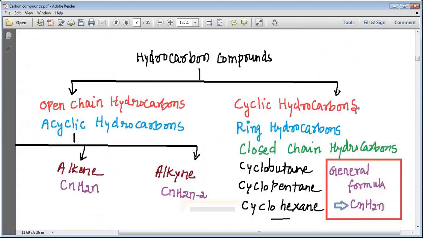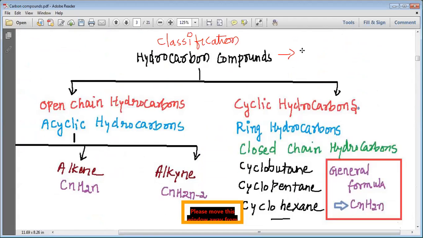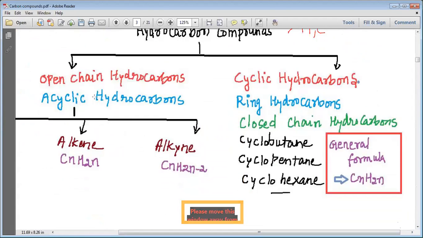Now, my dear students, we are going to study the classification of hydrocarbon compounds. Hydrocarbon compounds are the compounds that contain only hydrogen and carbon. These hydrocarbon compounds can be classified into two types. One is known as the open chain hydrocarbon, another one is known as the cyclic hydrocarbon.